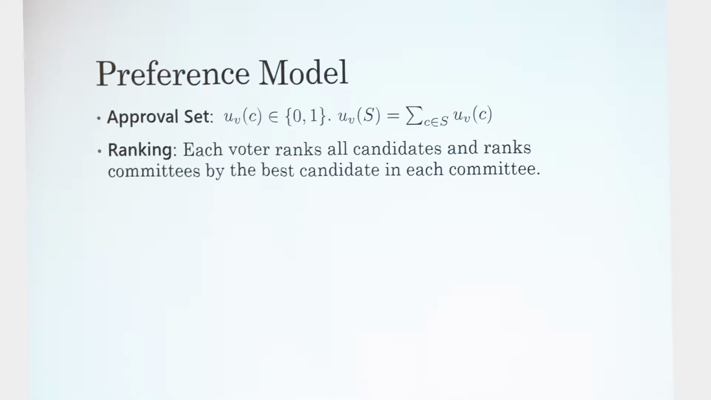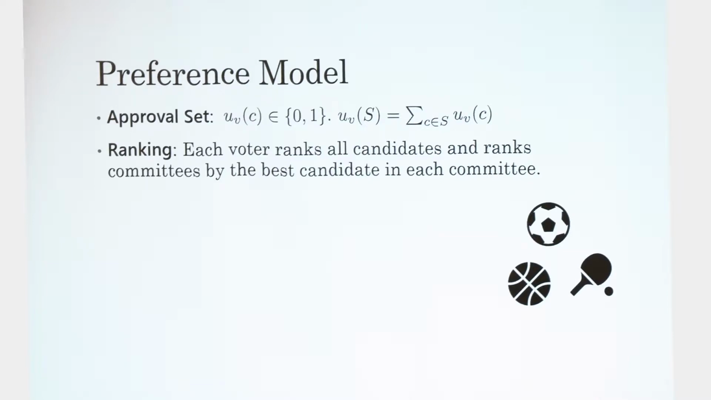And in this paper, we consider the following two preference models. The first is the approval set model, where each voter either likes or dislikes a candidate. And her utility on a committee is the number of candidates that she likes in the committee. And there's also the ranking model, where each voter first ranks all the candidates, and then she ranks the committees by the best candidate in each committee.